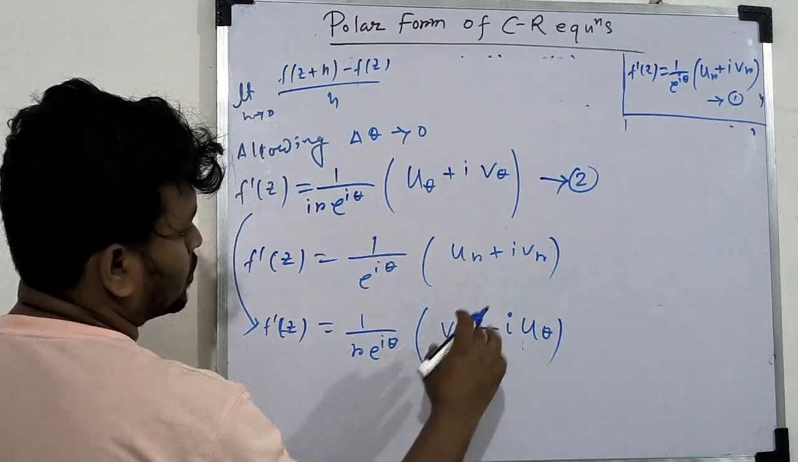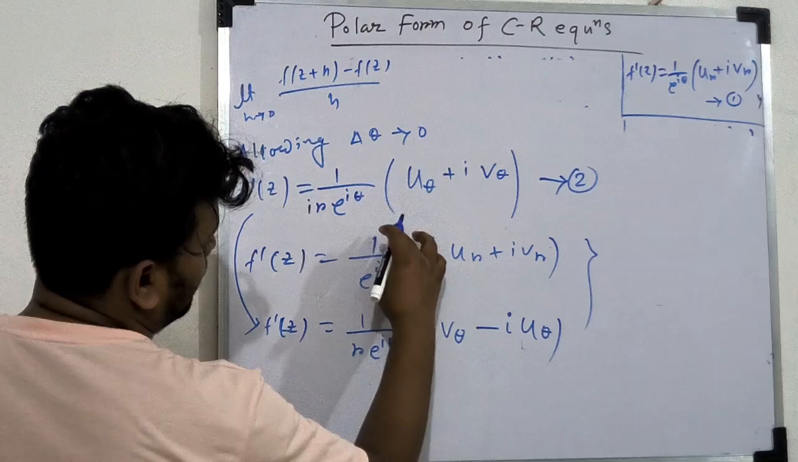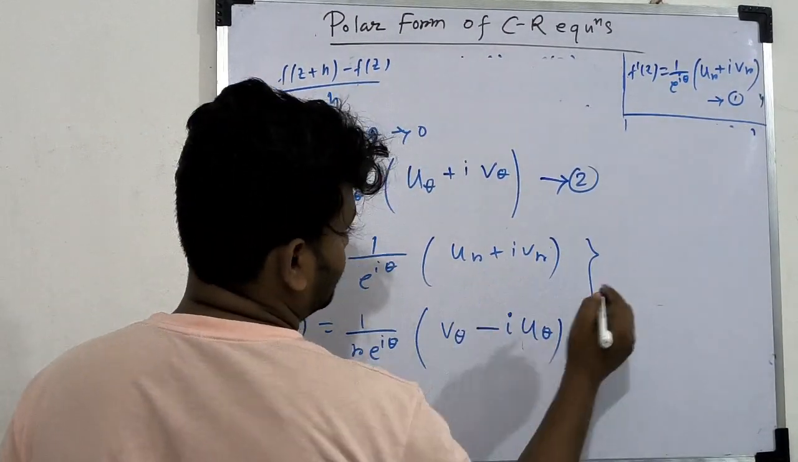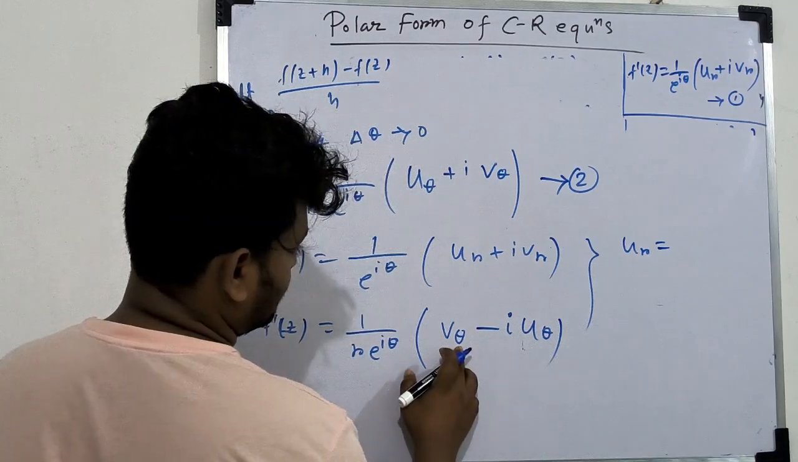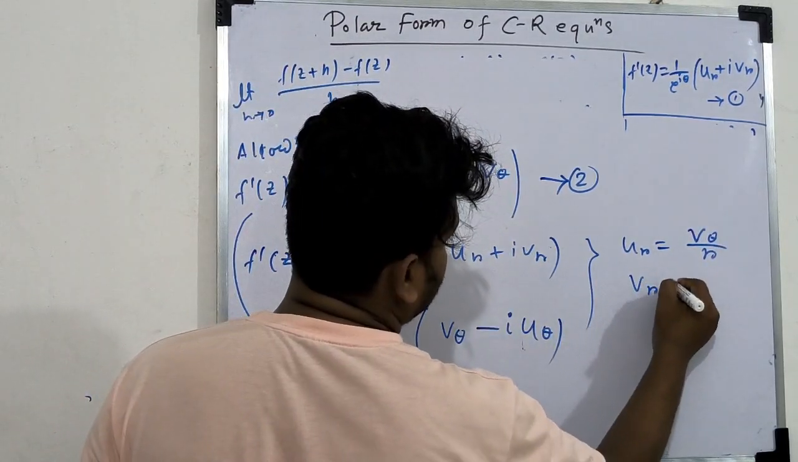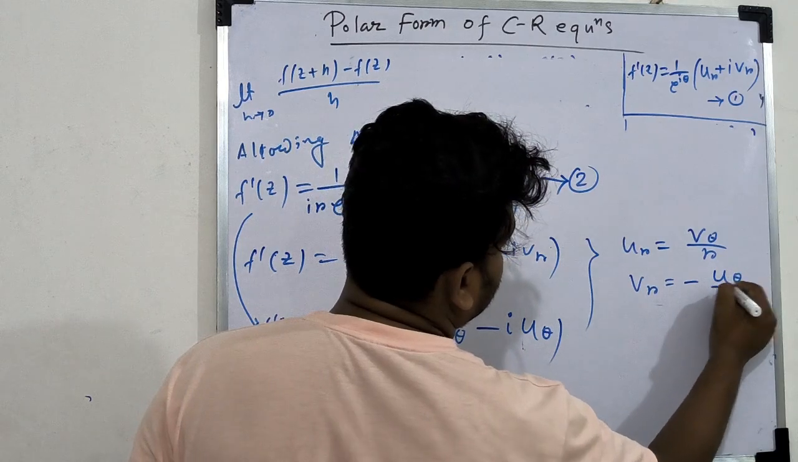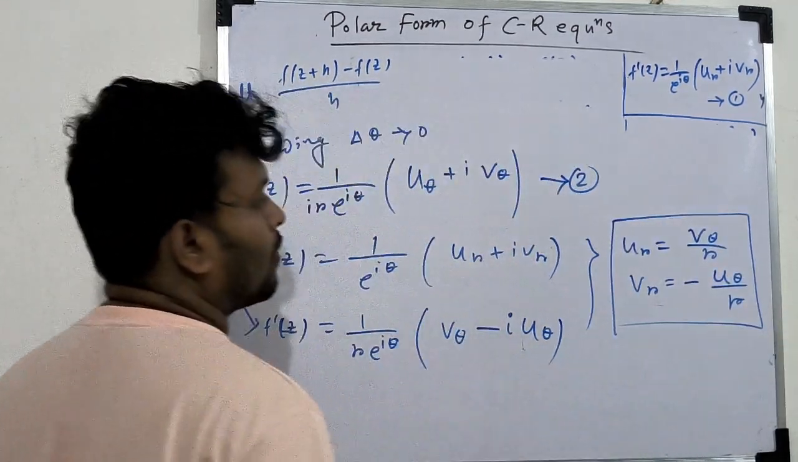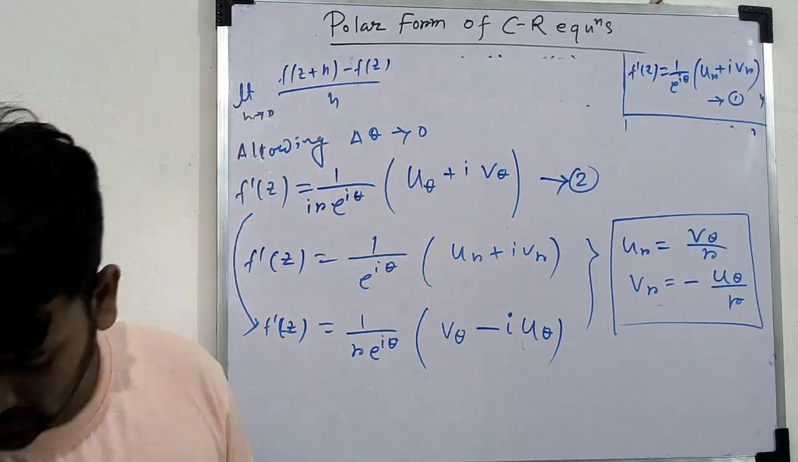So comparing these two, 1 by e to the power i theta will be cancelled out. So from this we get u r equal to v theta by r, and from this v r equal to minus u theta divided by r. So this is the CR equation in polar form. How do you remember it? Let us talk about that.